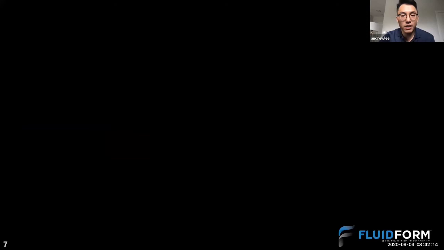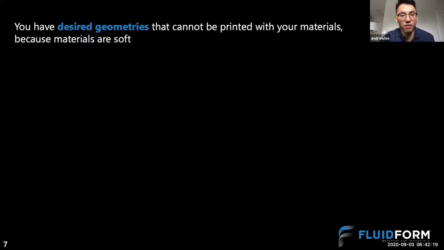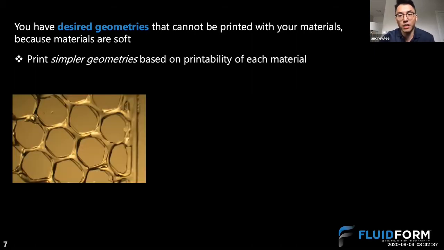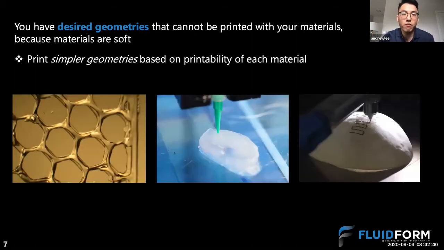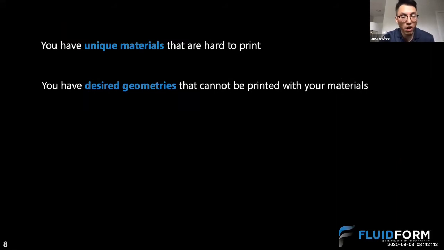And because we need to so finely tune each material so that they become printable, we usually don't have quite the perfect material. And we run into this second problem where you have desired geometries that actually cannot be printed with your materials because the materials are so soft. We're at this in-between point where materials are somewhat printable, but they need to be printed in simpler geometries designed around the challenges of printing them. So to summarize these two core problems with bioprinting: one, you have materials that are hard to print. Two, you have desired geometries that are also difficult to print.